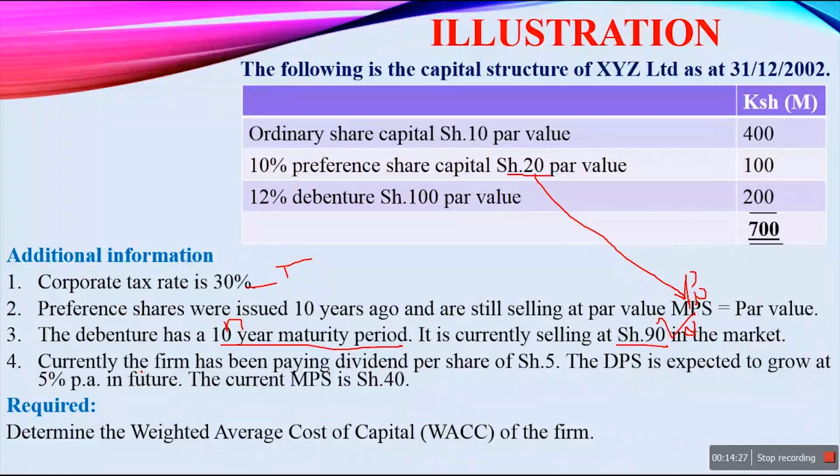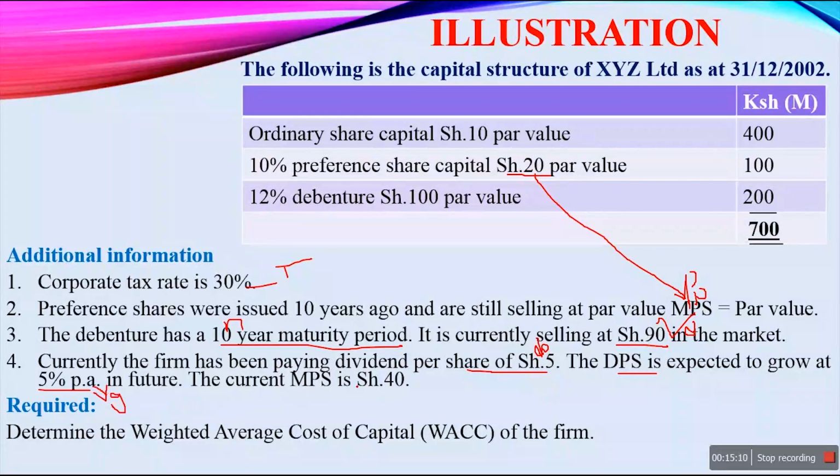Part 4, currently the firm has been paying a dividend per share of 5 shillings. Dividend is normally paid on ordinary shares, and therefore the dividend here represents the D naught in obtaining the cost of equity, that is the dividend per share on ordinary shares. The dividend per share is expected to grow at 5% per annum in future, so we have a G, the growth rate per dividend.